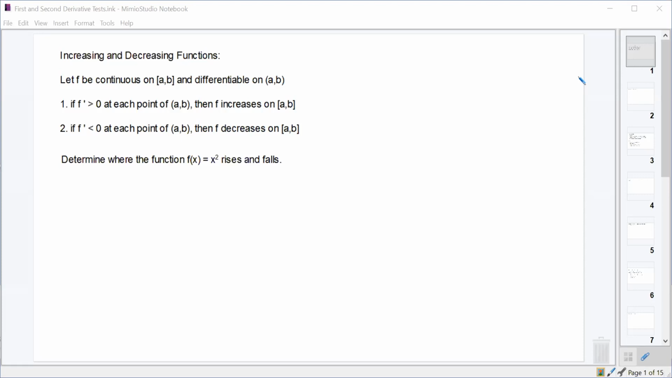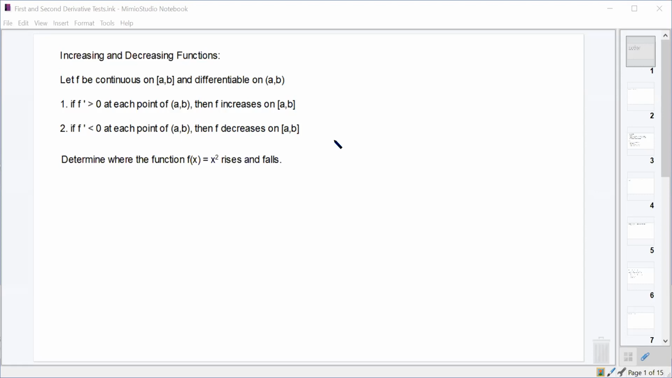So we're going to start with the easiest part of this, which is when do functions increase and when do functions decrease? And this is something we've already talked about. We know that functions increase if their derivative is positive, and we know that functions decrease if their derivative is negative, right? So that's something we've already talked about before.